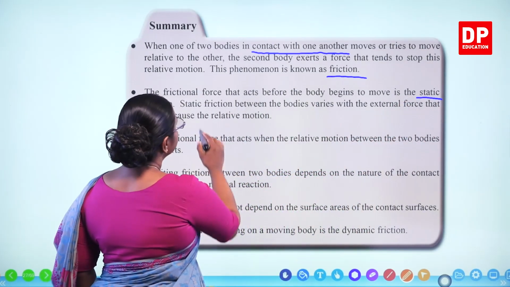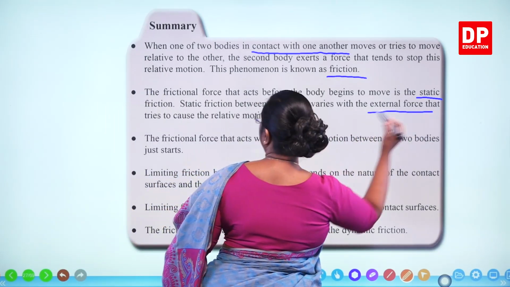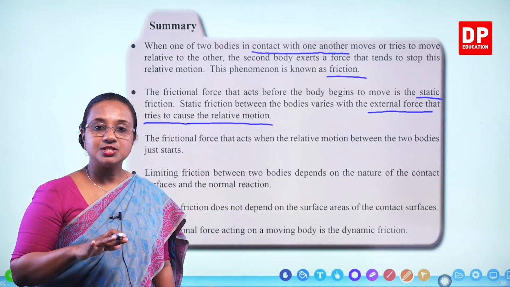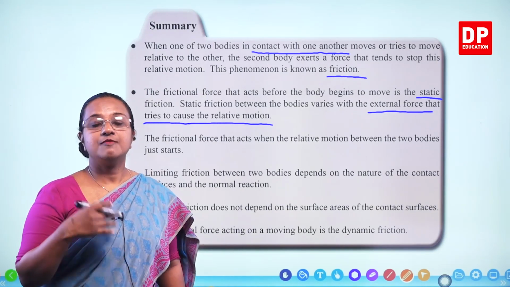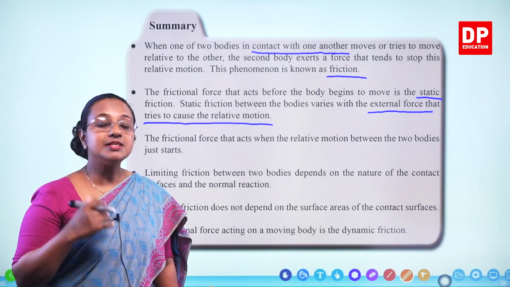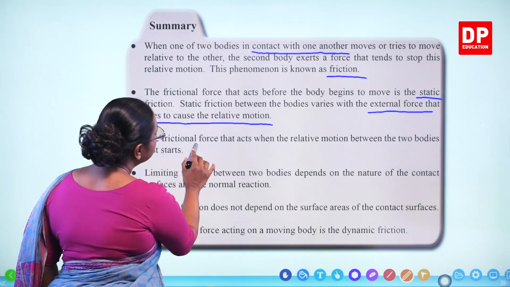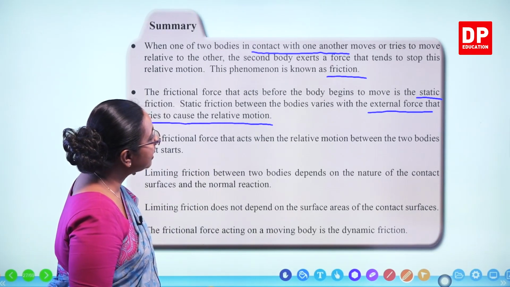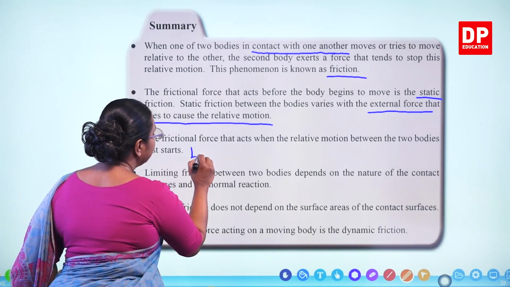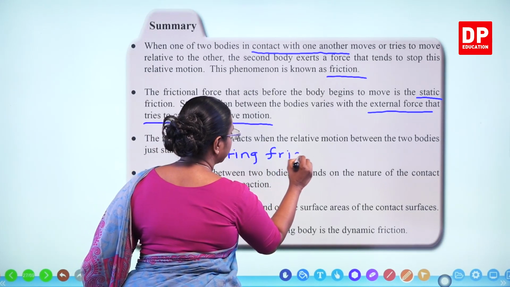The three states. Static friction between the bodies varies with the external force that tries to cause the relative motion. When we apply a small force, static friction is less. When we apply a higher force, static friction is higher. And it reaches the maximum value, then it becomes limiting frictional force. The frictional force that acts when the relative motion between the two bodies just starts is known as limiting frictional force or limiting friction.